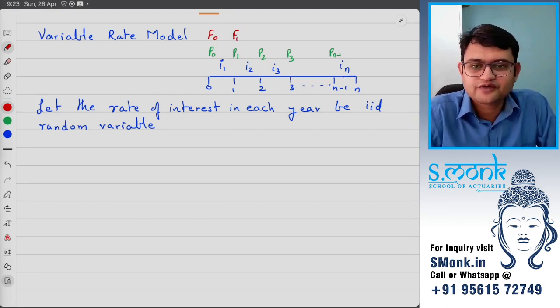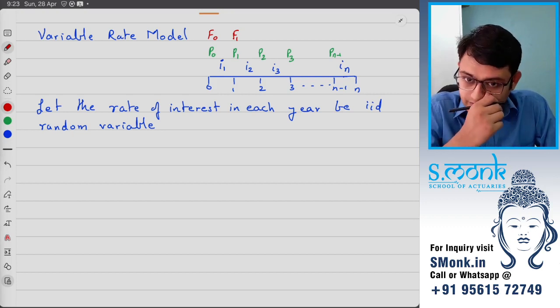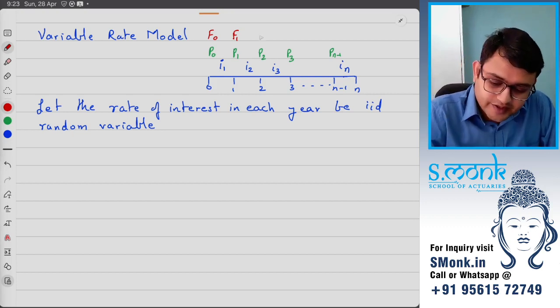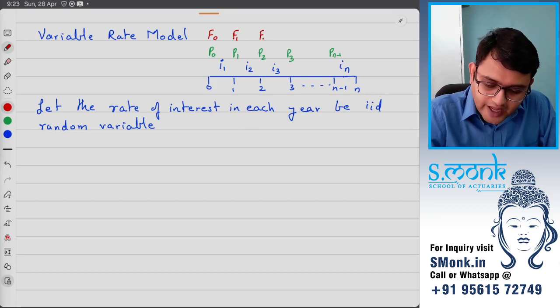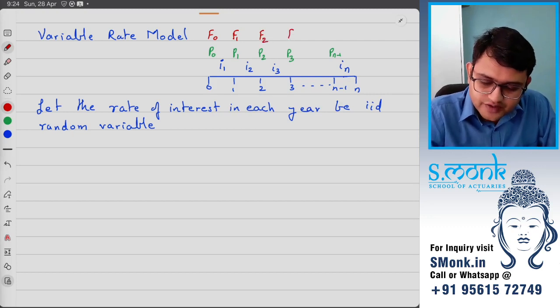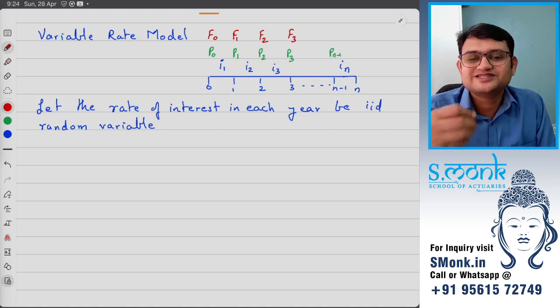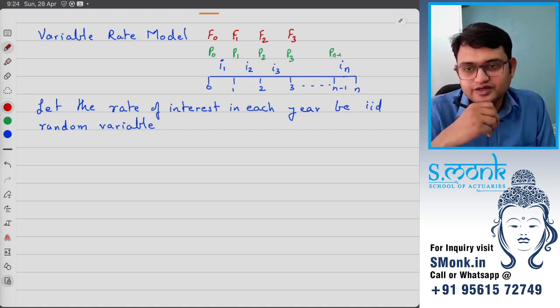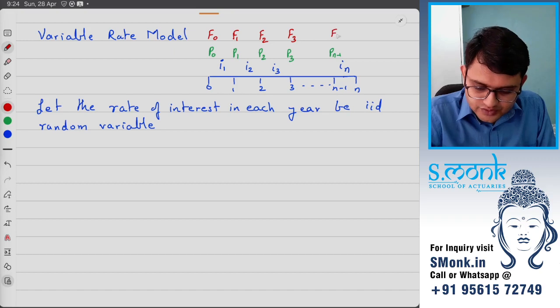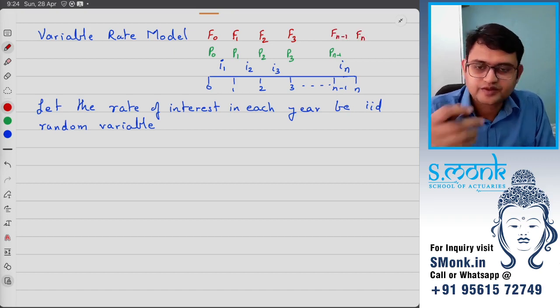Okay, just after. Then similarly, after second year, I have fund 2. After third year, I have fund 3. This is the fund amount, total rupees that I have in that fund. So n minus 1, Fn.